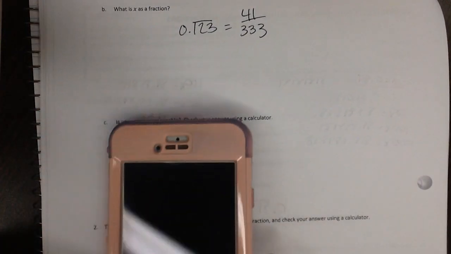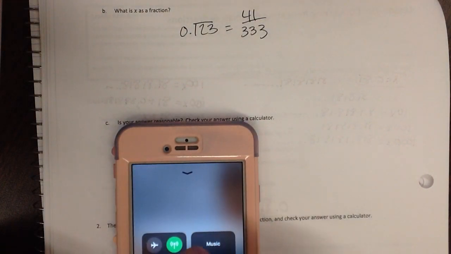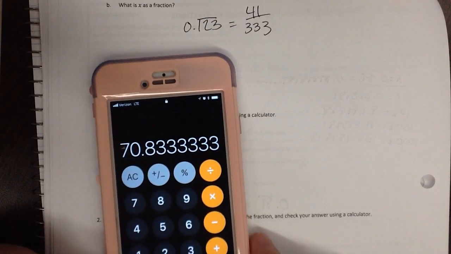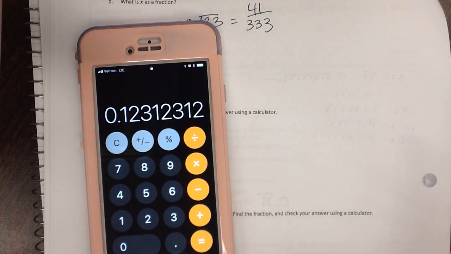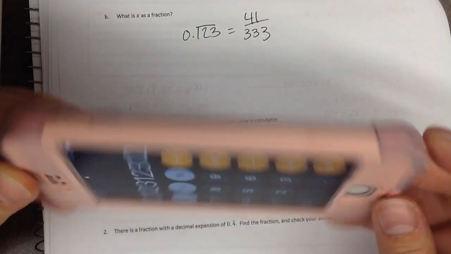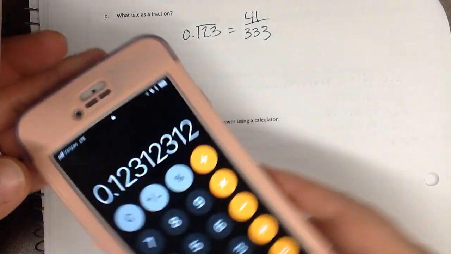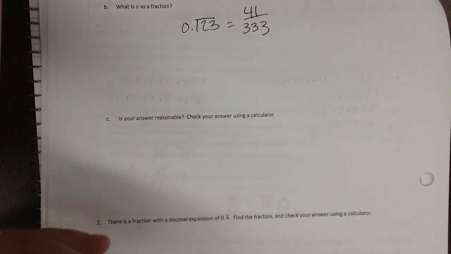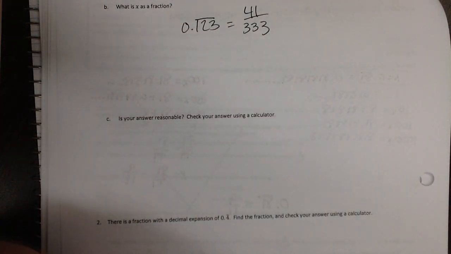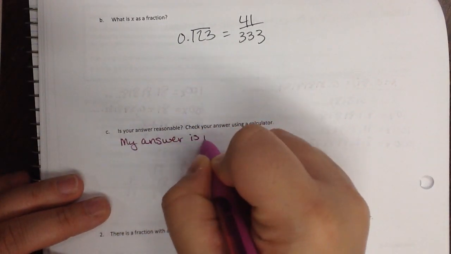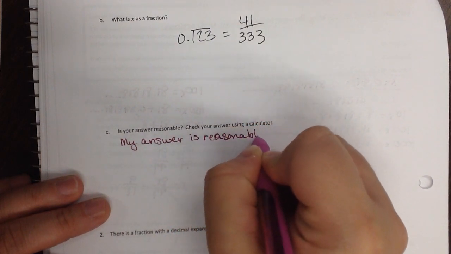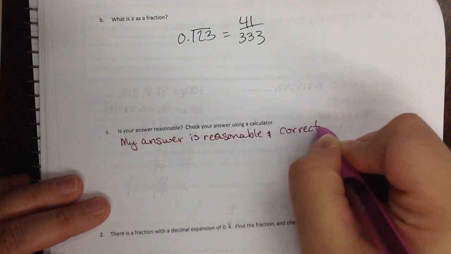Is this answer reasonable? If we look at a calculator, if I take 41 and divide it by 333, we get 0.123123, 1, 2, 3, 1, 2, it stops, but I would imagine that it keeps going on. So my answer is reasonable and correct.